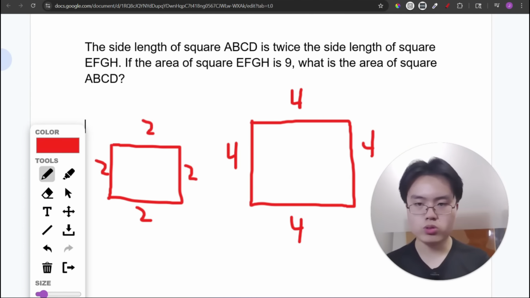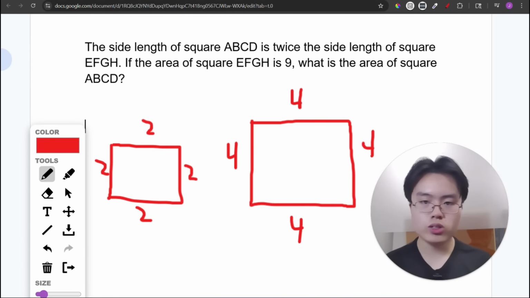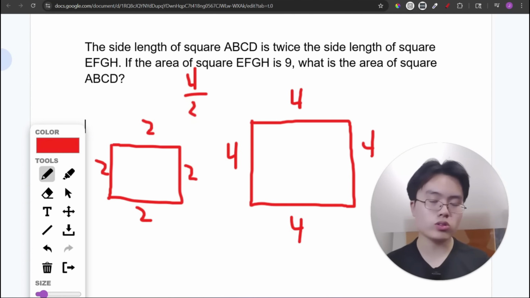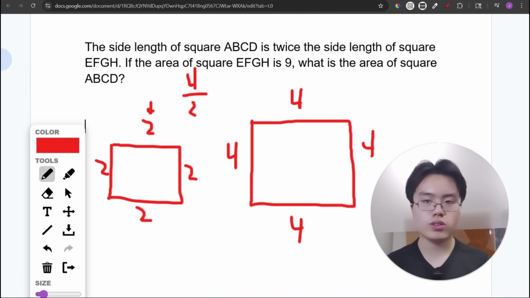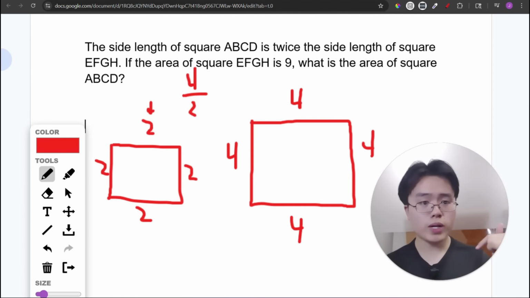So what do you need to multiply this 2 by to get to the corresponding side of the bigger square? How you get that is you just divide the big by the small, right? So the corresponding side, you take the bigger one, 4, and divide it by the smaller one, 2. So the scale factor is 2, because you multiply the small side length by 2 to get the big side length. Now, what about the scale factor of the area? The scale factor of the sides is pretty simple, but what about areas? All we know is that the scale factor of the side length is 2.